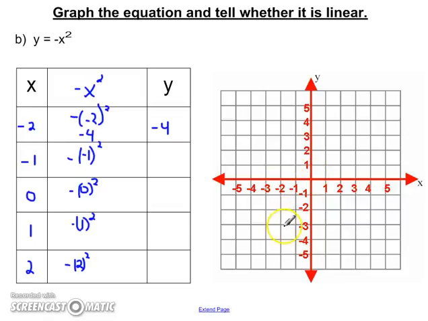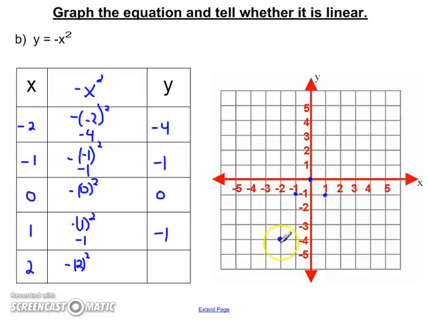So -2, -4 would be down here. -1 squared is 1 times my negative makes that negative. So I have -1, -1. 0 squared is 0 times negative. Well, 0 times negative is just 0. So my ordered pair there is 0, 0. 1 squared is 1 times my negative will make a negative. So to the right 1 and down 1.